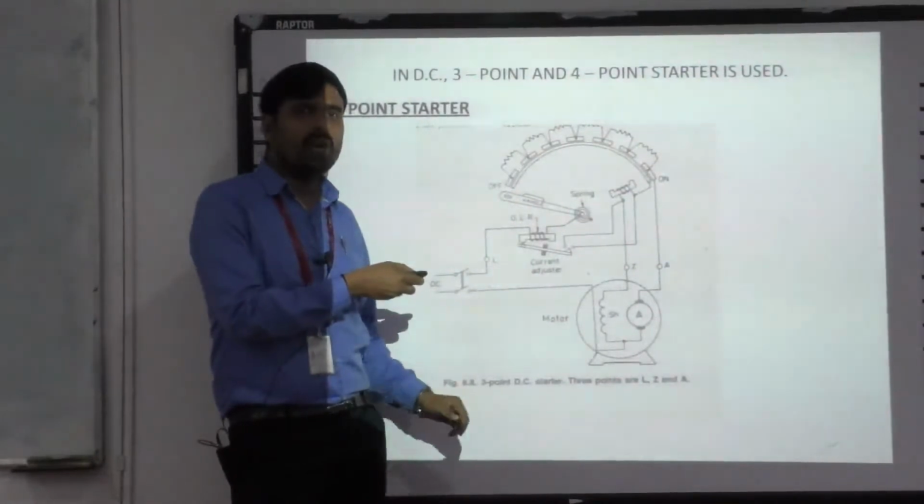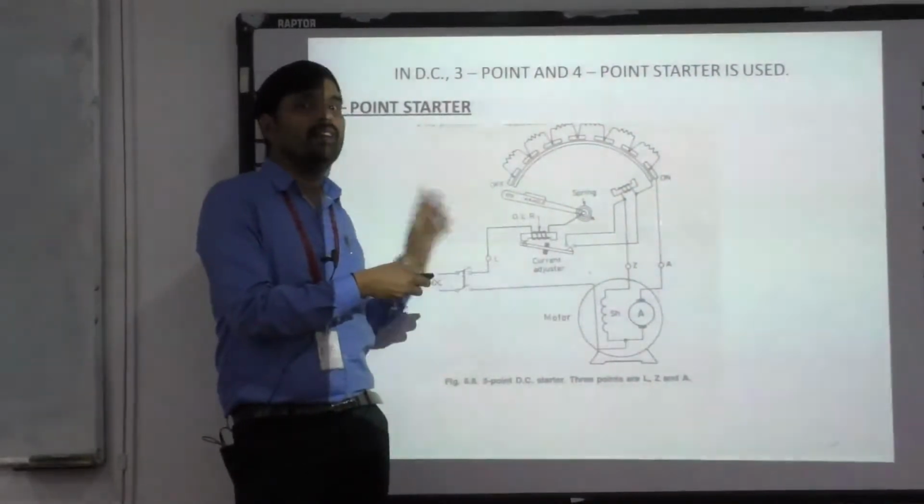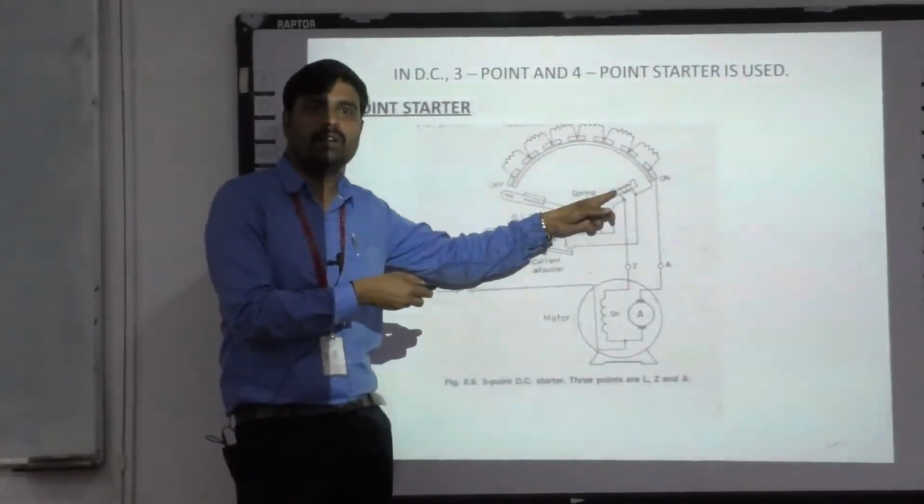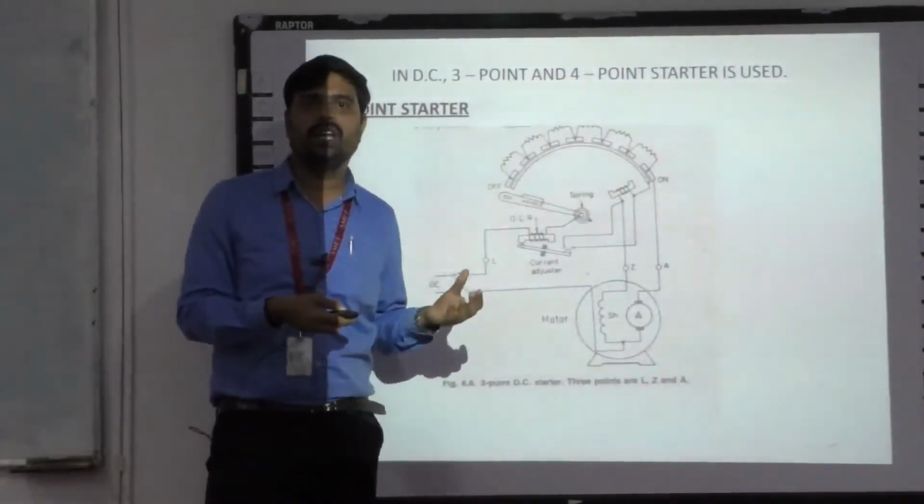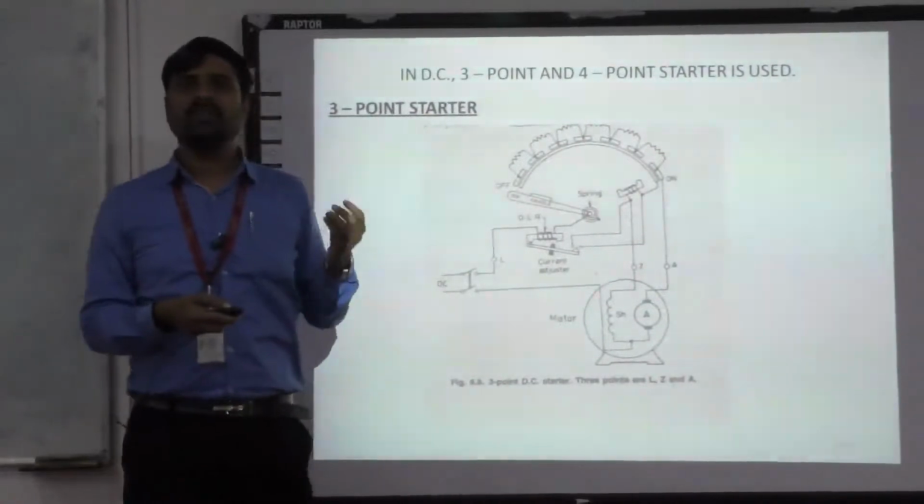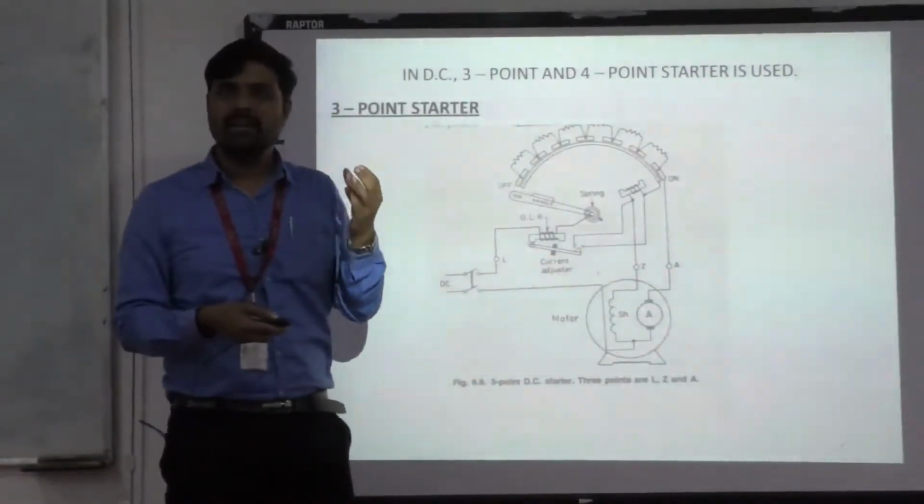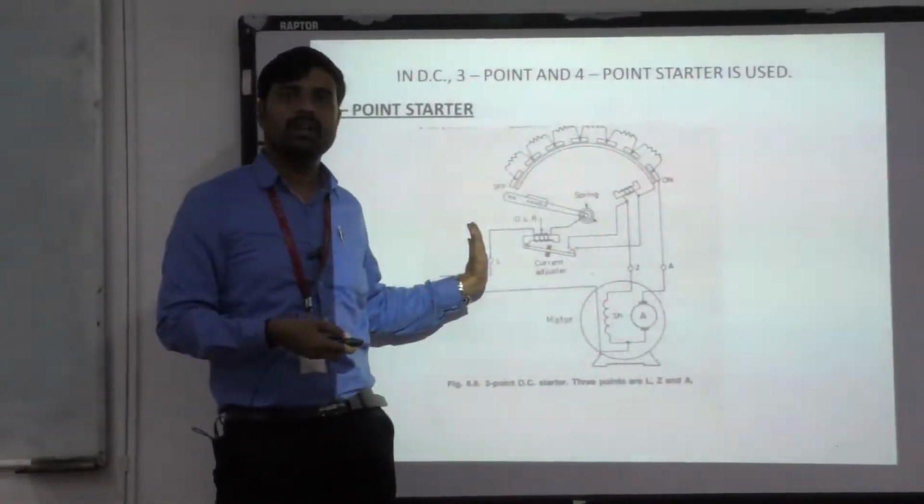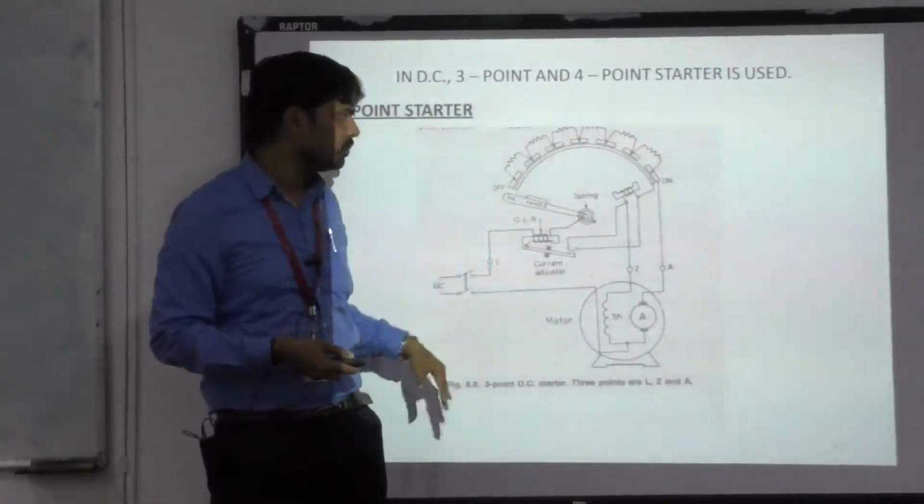What happens if there is no power supply? There is no current flowing through the electromagnet. When there is no current flowing in the electromagnet, it will release the soft iron piece, and the handle will come back to the off position.